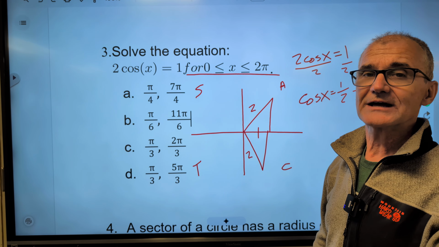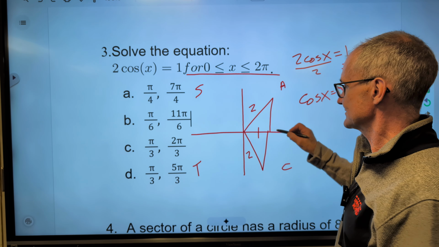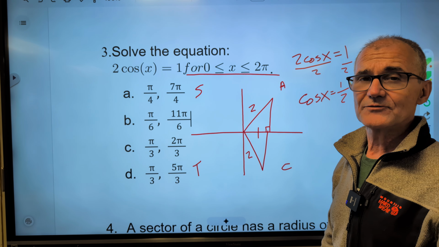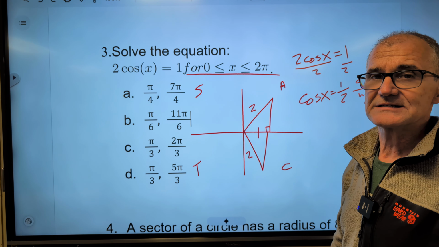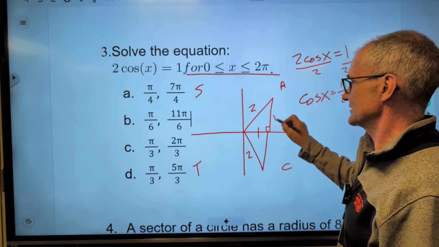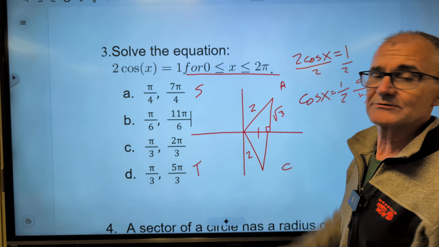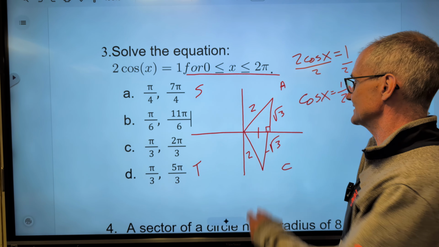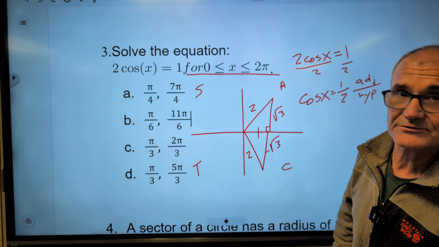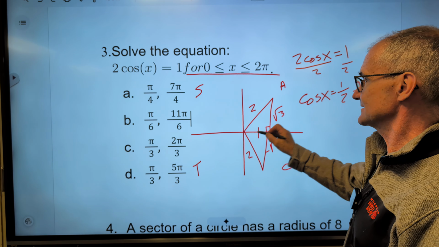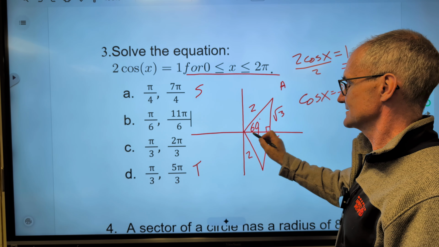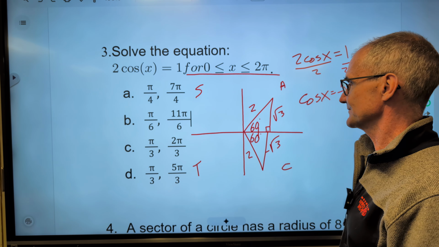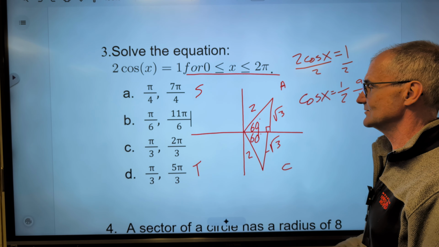Again, it is no calculator exact value, so it's got to be a triangle I know. Hopefully you recognize that as a 30, 60, 90. 1 squared plus root 3 squared equals 2 squared, or 1 squared plus negative root 3 squared equals 2 squared. I recognize that as a 30, 60, 90. So I have 60s here and here as my reference angle.